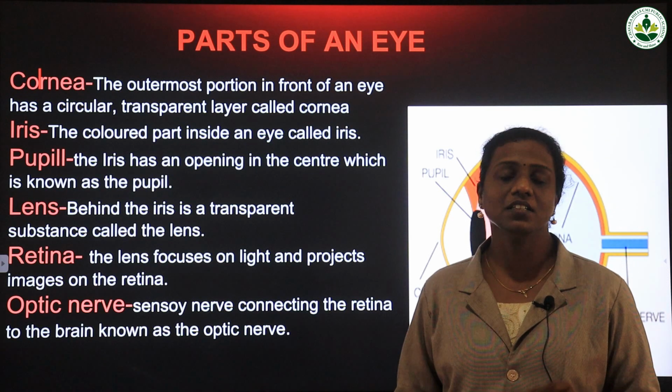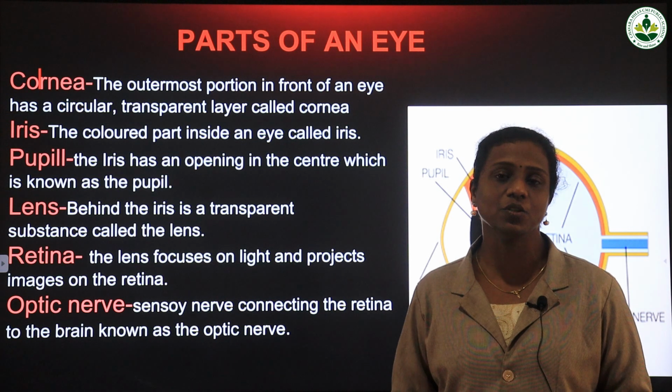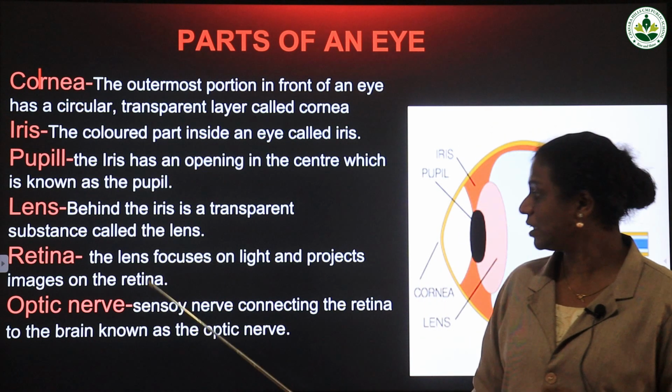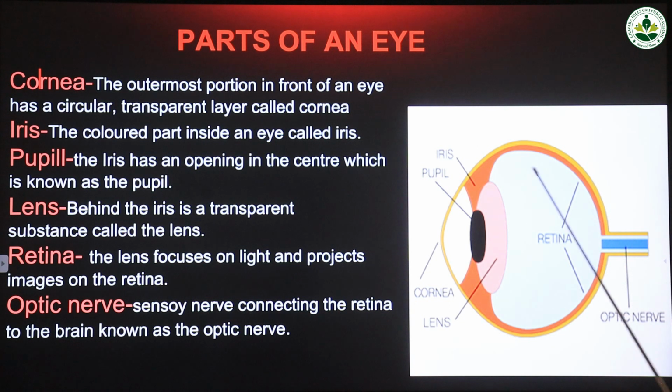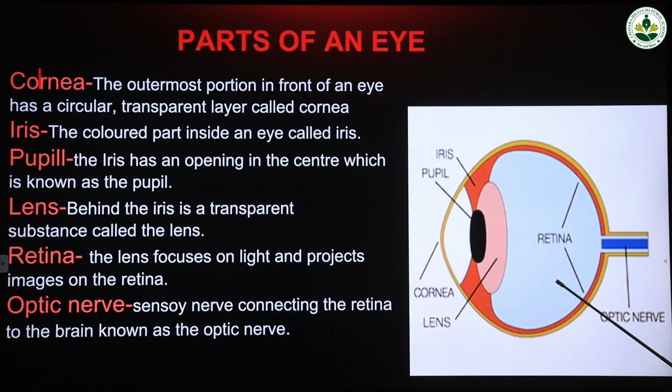Optic nerves are sensory nerves connecting the retina to the brain. So now we can check how it is working. When we look at an object, the light passes through the pupil and enters the lens, and an image is formed on the retina. The optic nerves are connected to the retina. They send the message to the brain. At that time we can see an object.